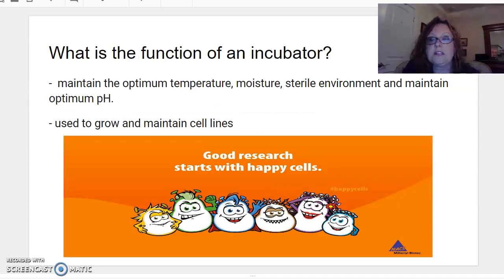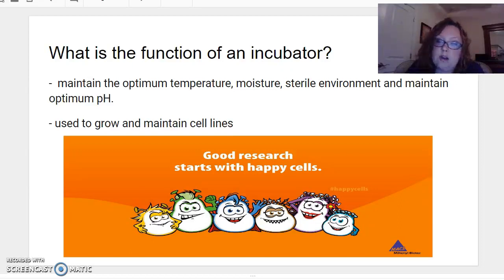What is the function of an incubator? To maintain optimal temperature, moisture, sterile environment, and optimal pH. First and foremost, sterile environment is very important. Many research projects will end with cellular contamination.